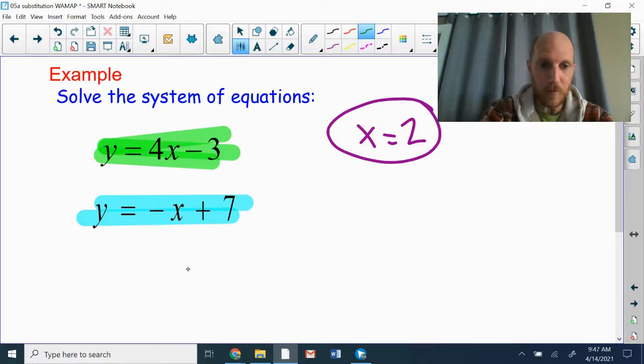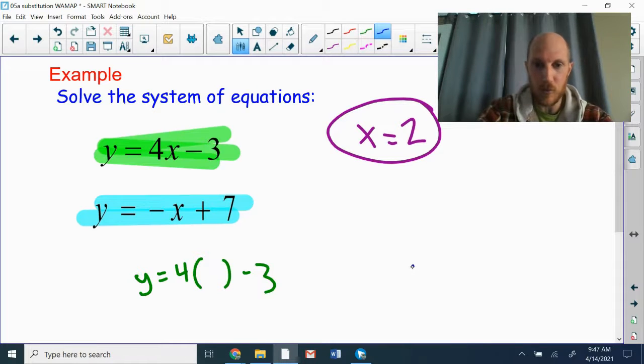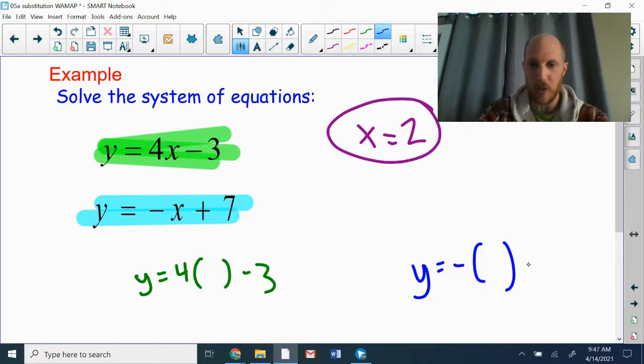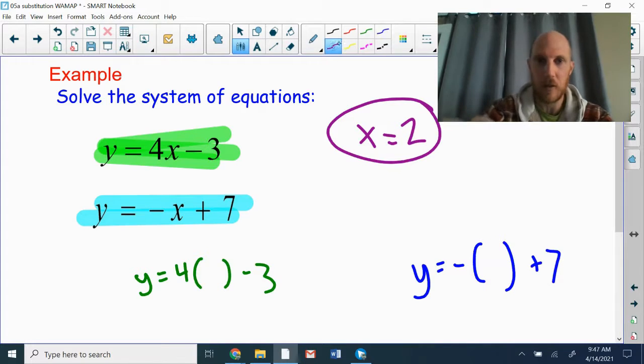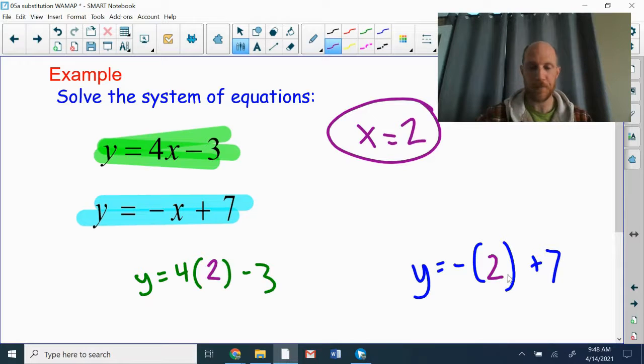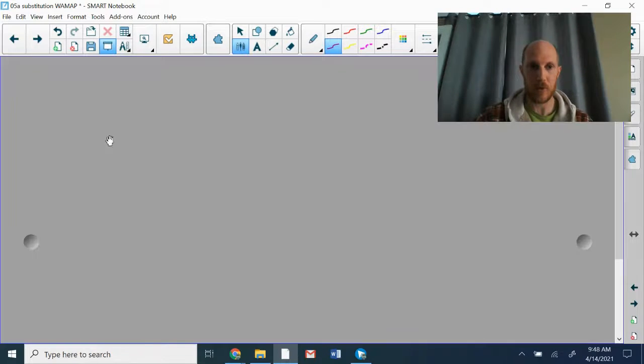So if I do the green one, equals 4. I'm going to fill that 2 in just a second. If I were to do the blue one, it would look like this. Y equals negative, and again, I'm going to fill that parentheses in where the x used to be. I'll fill that in just a second. Okay, so if I put a 2, 2. Okay, let's just look at one at a time.